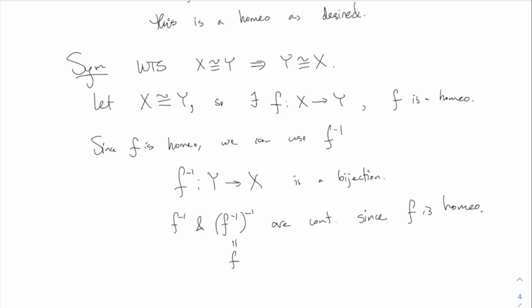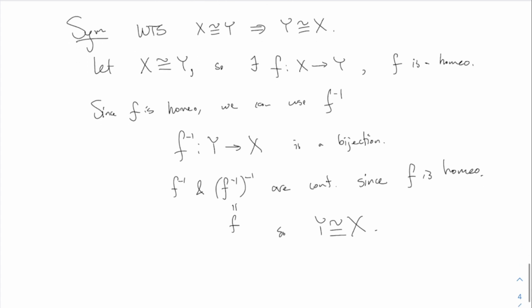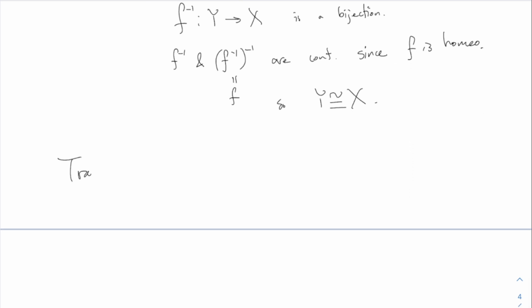All right, so that'll do it. That means that F inverse is a homeomorphism, so Y is homeomorphic to X. Excellent. That's the symmetry property. And finally, the one that is usually the hardest is transitivity. Anyone remember what's the transitivity setup? If X is equivalent to Y and Y is equivalent to Z, then X is equivalent to Z.